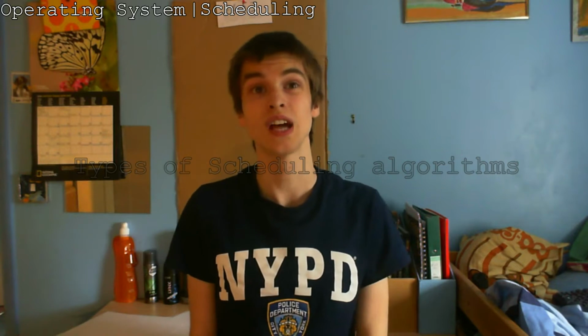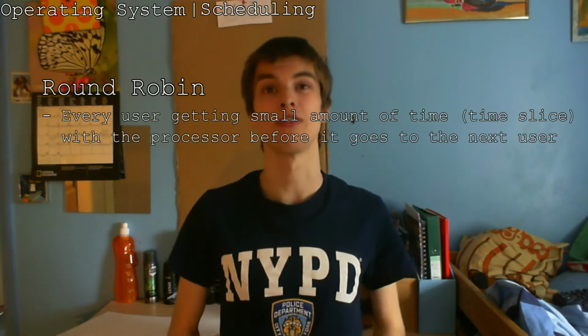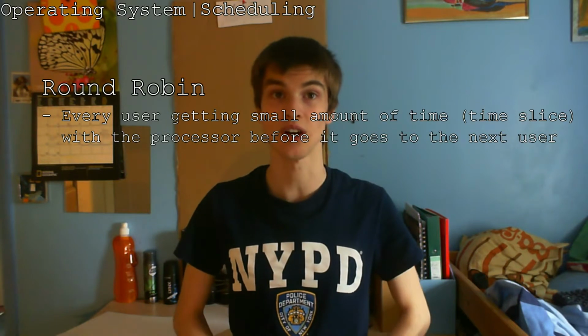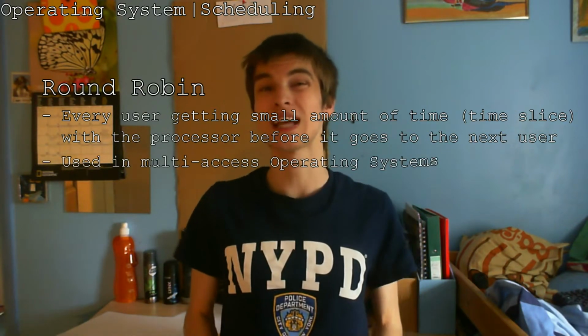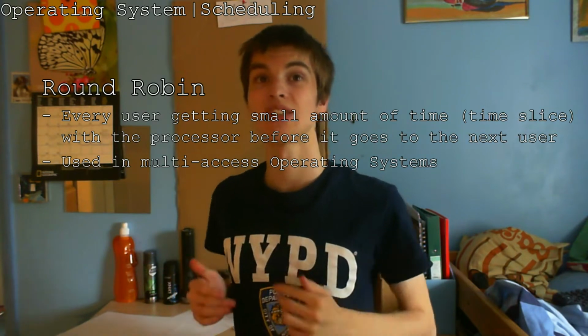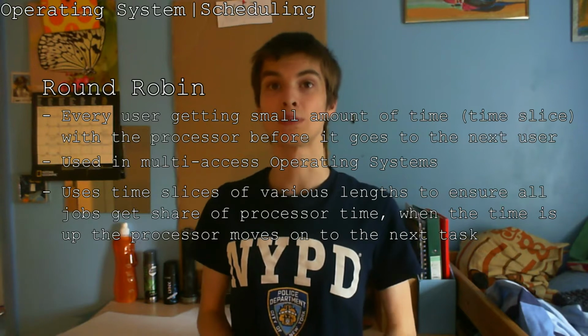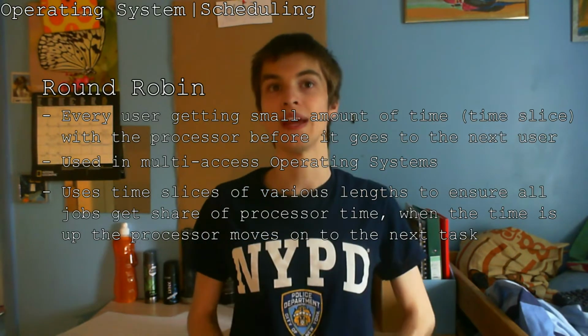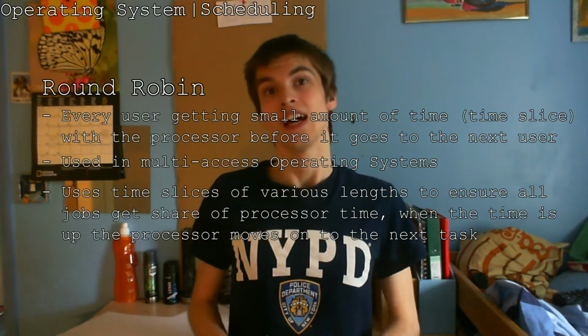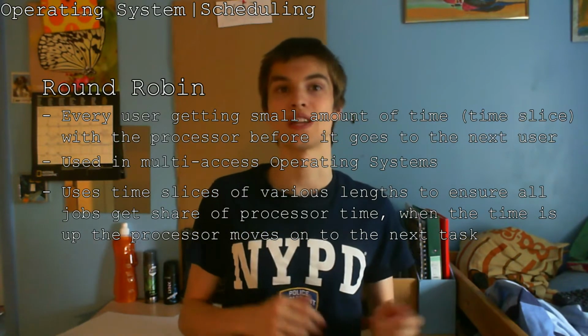Right then, there are actually different types of scheduling algorithms. I'll be going through them, stating what each is and then its features. Round robin is where every user gets a small amount of time with the processor before it goes to the next user. It is used in a multi-access OS. It uses time slices of various lengths to ensure all jobs get a share of the processor time. It can be even a few milliseconds. After the time is up, the processor moves on to the next task.